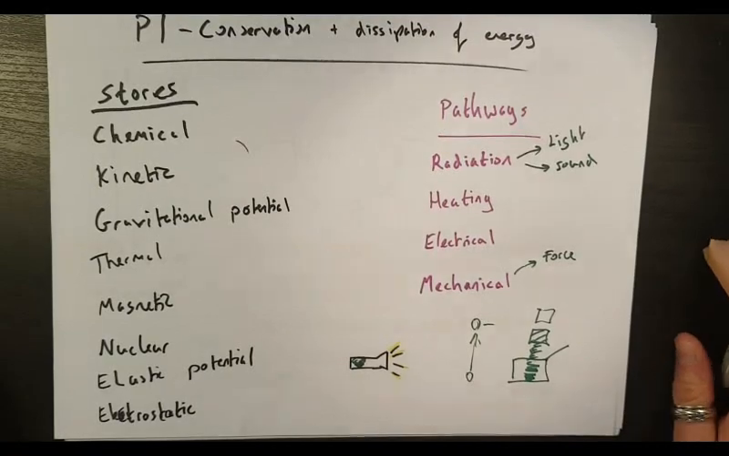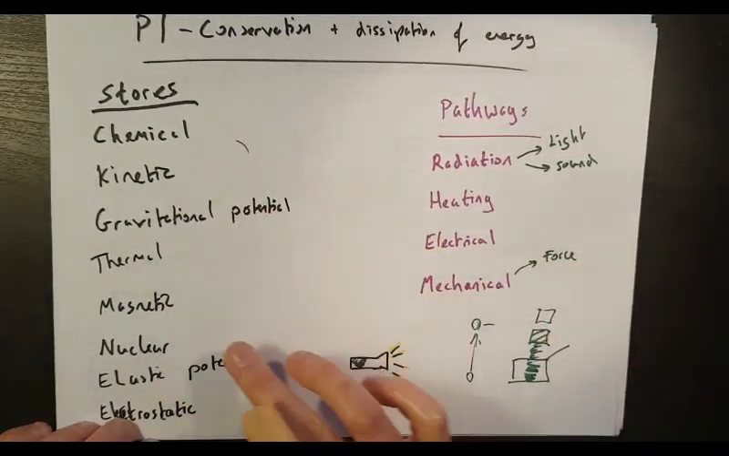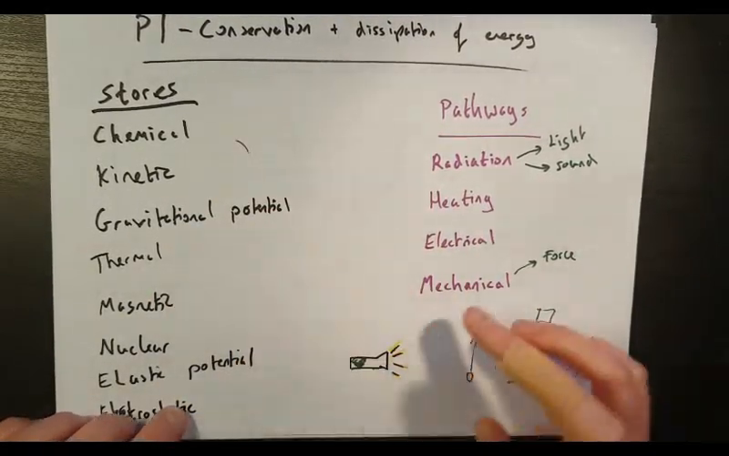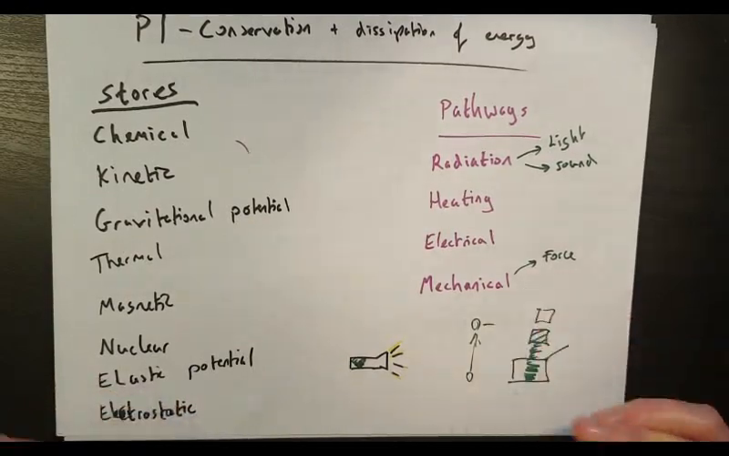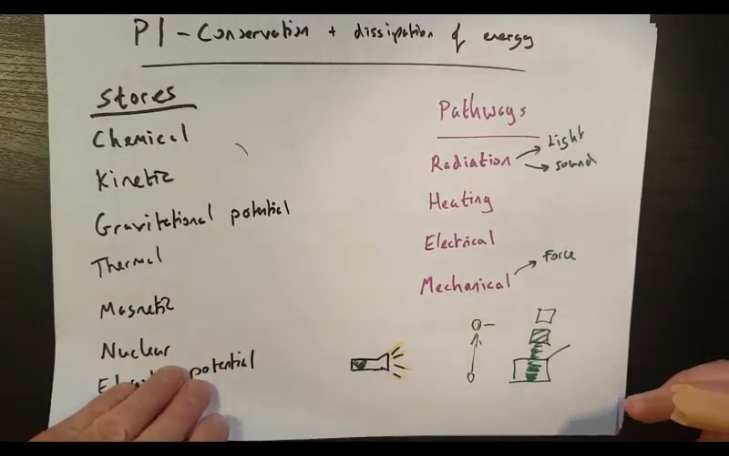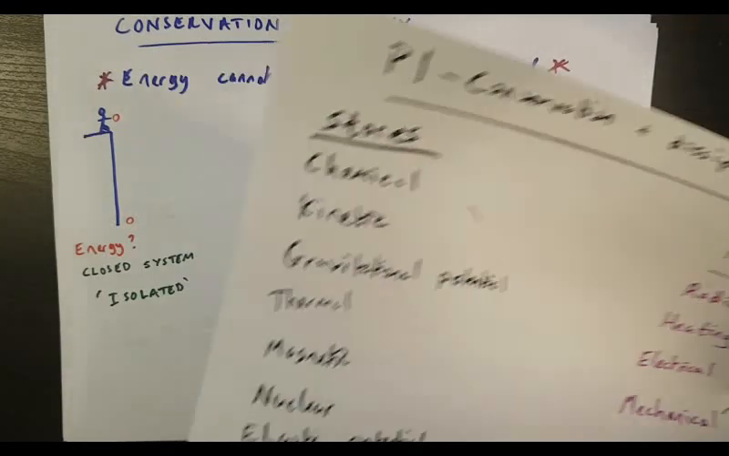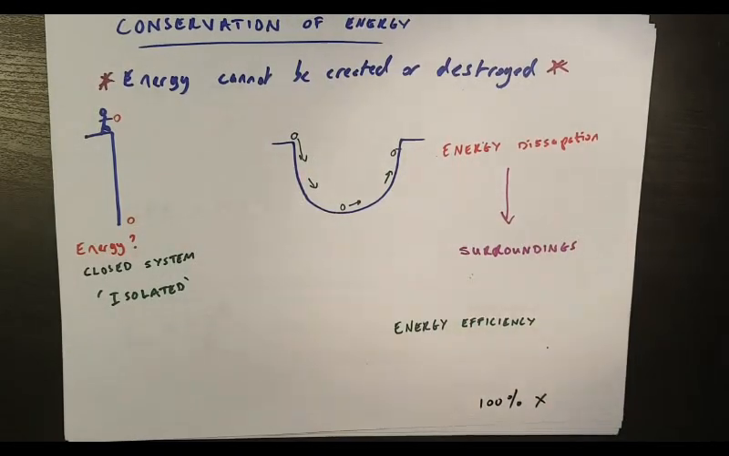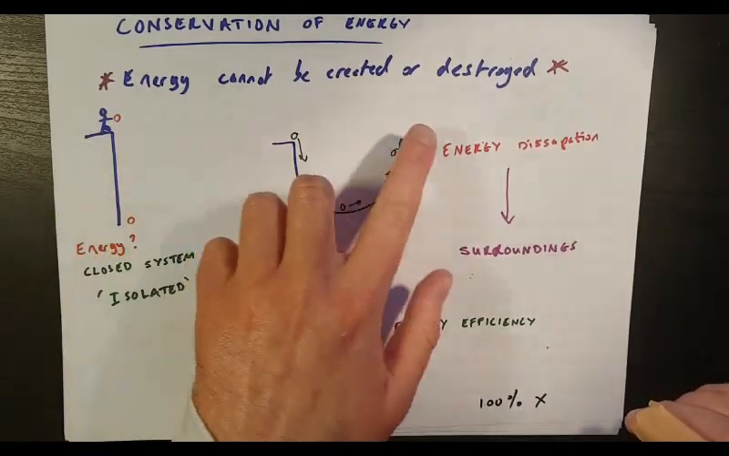So next we need to look at, if energy is transferring between these stores via pathways, how much energy is transferred? What happens? How do you quantify it in some way? So we need to bring in one of our laws of physics, conservation of energy. Energy cannot be created or destroyed.